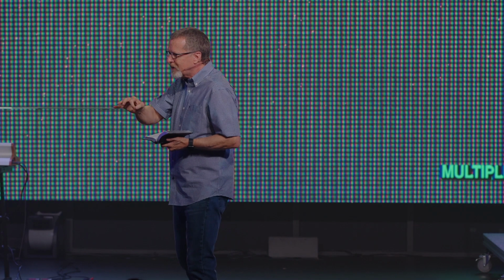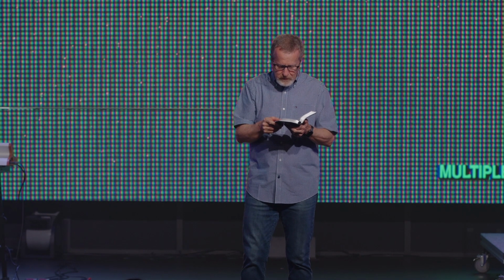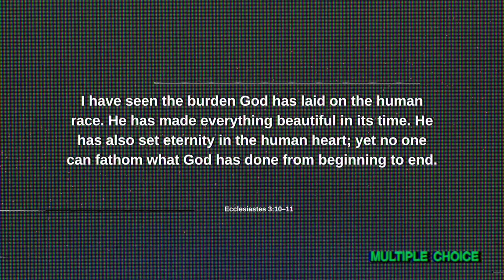And it comes right after those famous words where he says, there's a time for everything, a season for every activity under heaven. Time to be born, a time to die, a time to plant, a time to uproot. All of those words. Just after that, listen to what Solomon says, Ecclesiastes 3 verse 10. I have seen the burden God has laid on the human race. He has made everything beautiful in its time. He has also set eternity in the human heart. Yet no one can fathom what God has done from beginning to end.